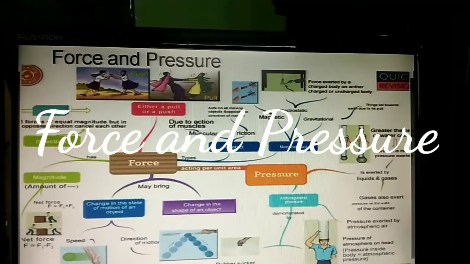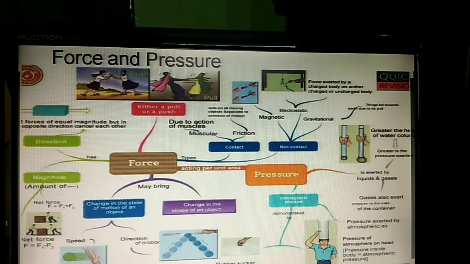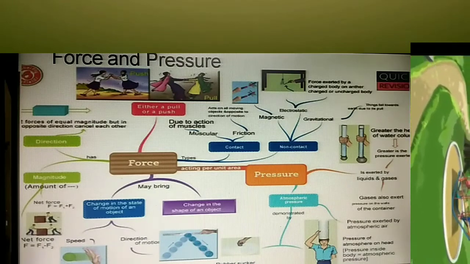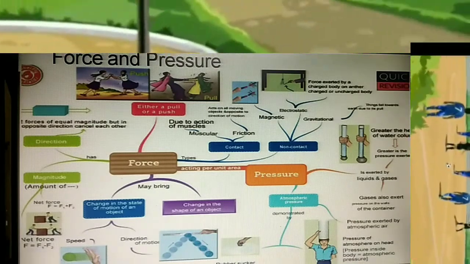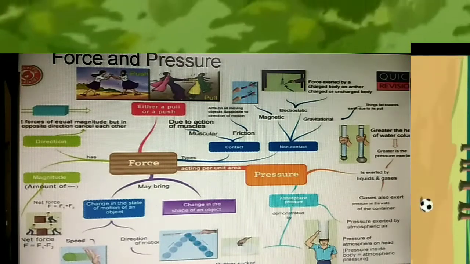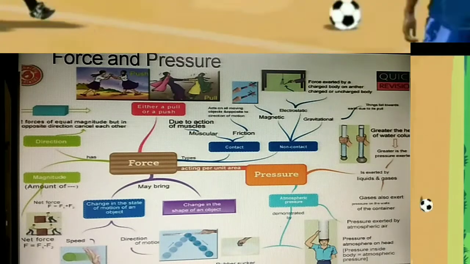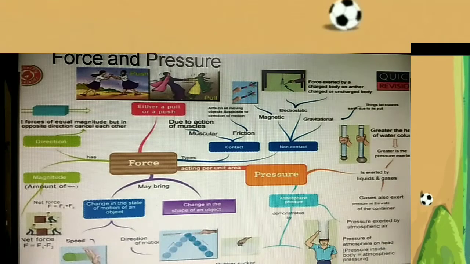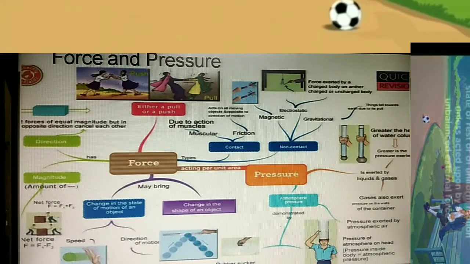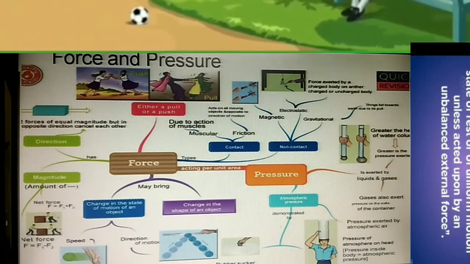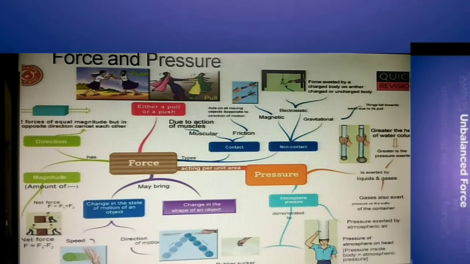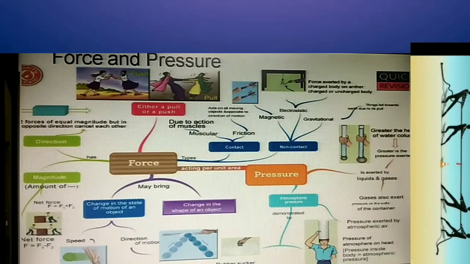Namaste children. When you are observing all these pictures, you can conclude something. What it is, how you can apply force. Then what a force can do. What is force? Then what is friction? What is pressure? Then what is meant by atmospheric pressure? By pushing and pulling, they are applying force.